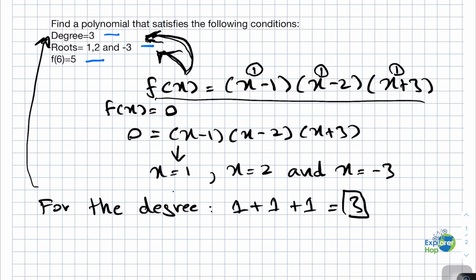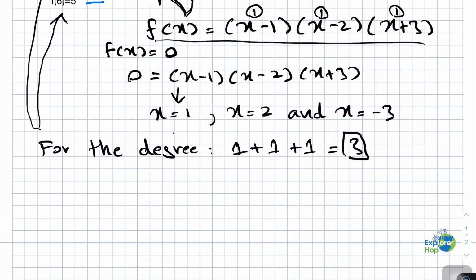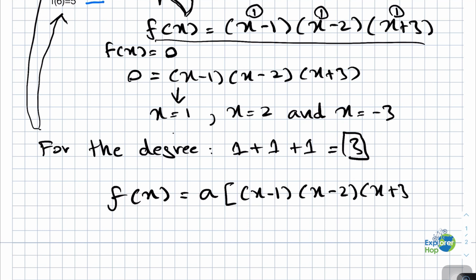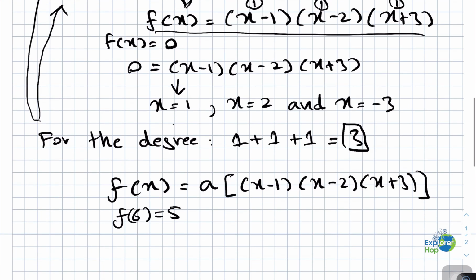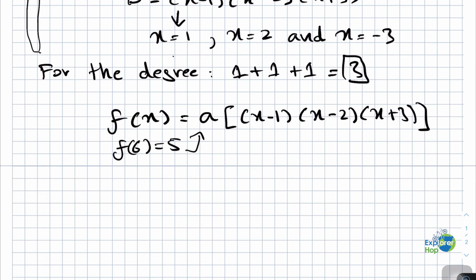So we have a polynomial that satisfies a degree of 3 and roots of 1, 2, and minus 3. The last thing is that we need to find a polynomial that satisfies the function f of x equal to 5. To do that, we can just add a constant to our function. So f of x is equal to a times x minus 1 times x minus 2 times x plus 3. And in the question we've been given that f of 6 should equal 5. So now we can just plug these values into this function.